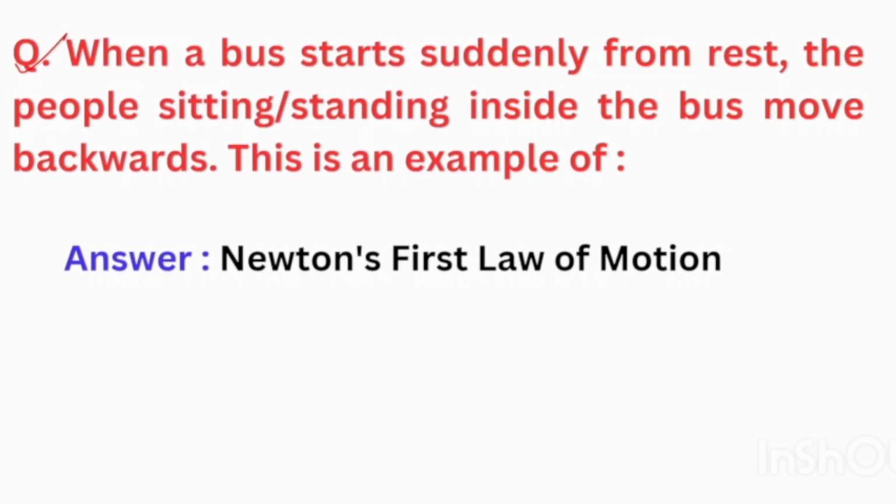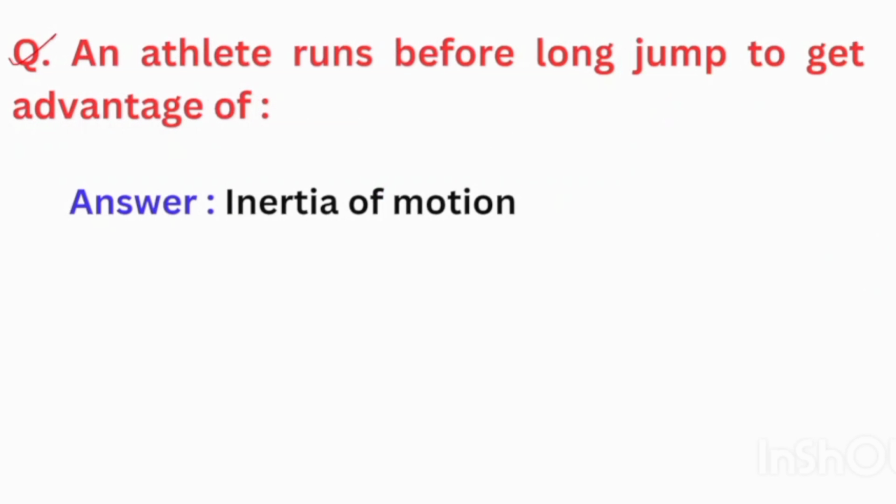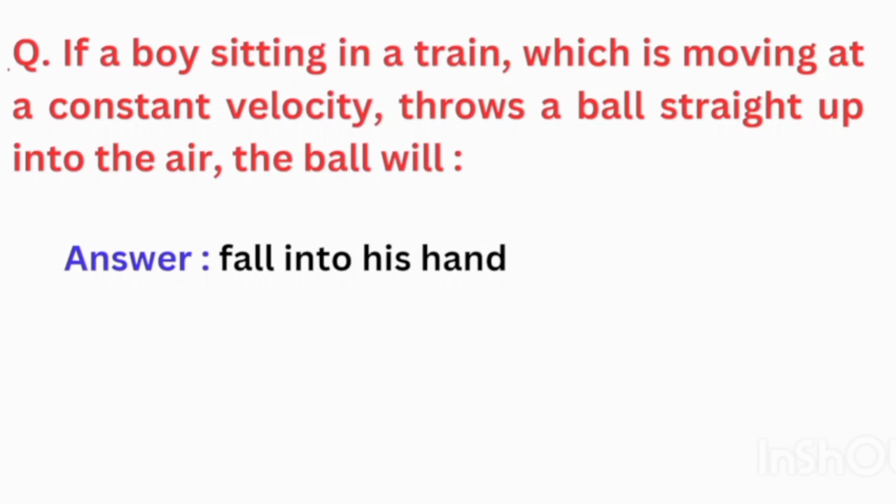When a bus starts suddenly from rest, the people sitting or standing inside the bus move backwards. This is an example of Newton's law of motion. Basically, due to inertia this happens. Next is, an athlete runs before long jump to get advantage of inertia of motion. If a boy sitting in a train which is moving at a constant velocity throws a ball straight up into the air, the ball will fall into his hand.